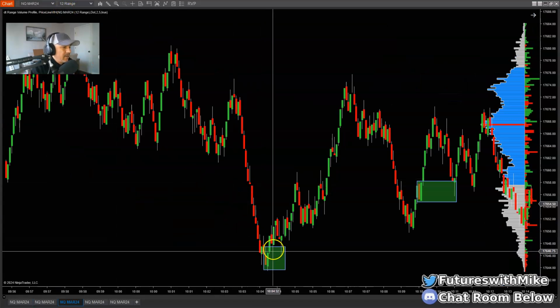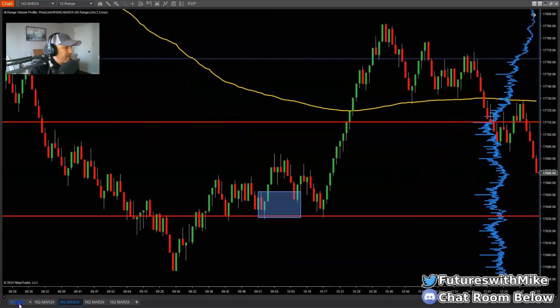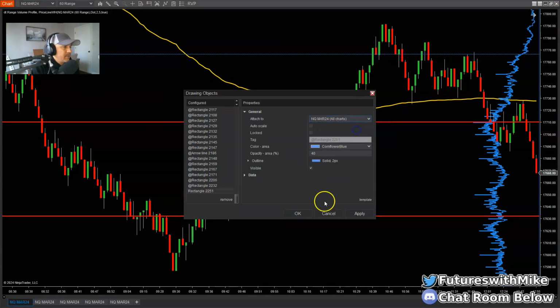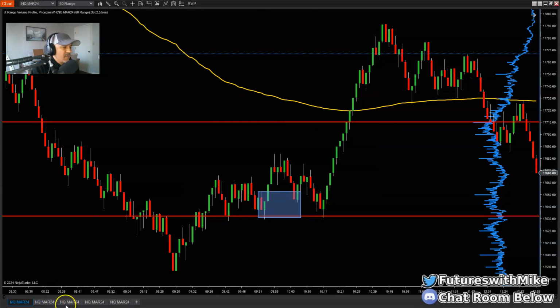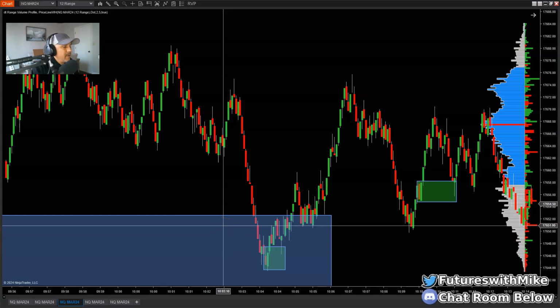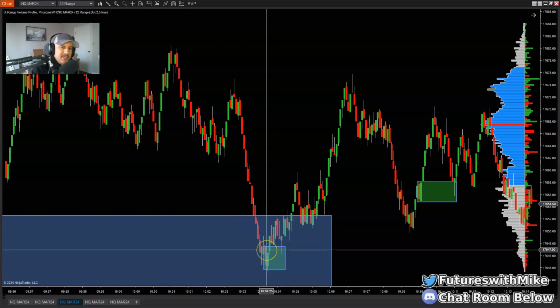This area right here, where you have this green box, this is that same area right here. If you don't see it, I'm just going to show you right quick. Put it on all charts. Now when I go over to my 12 range chart, you're going to see, there it is. This is the 60 range demand zone, off the higher time frame. Now we're in the zone.